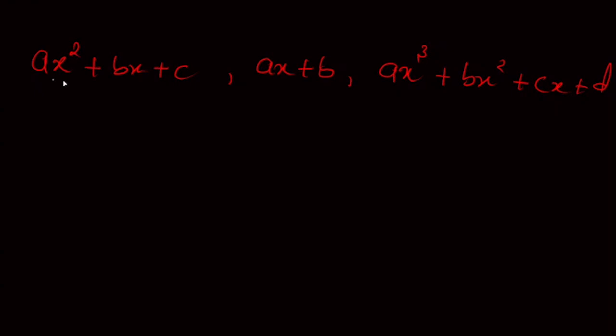This one can be called a quadratic polynomial. This is a linear polynomial, and this is a cubic polynomial. If the power is 4, it will be called a quartic polynomial.